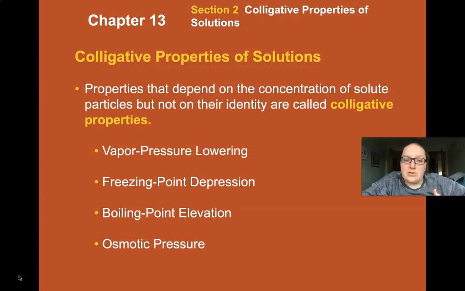We're going to start with vapor pressure lowering. We're going to move into freezing point depression and then boiling point elevation. So freezing point depression meaning lowering the freezing point of a pure solvent, and boiling point elevation meaning raising the boiling point of a pure solvent. And then finally we'll end with osmotic pressure.